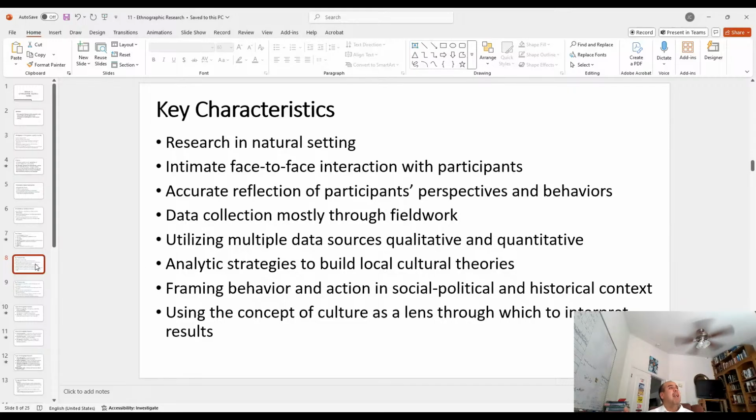And then there's analytic strategies to build the local cultural theories. You're framing behavior and action in the social, political, and historical context, right? What you're observing, what you're finding, what does that mean? Social, political, historical. Right now, if you're doing any study on farm workers or undocumented workers, yeah, there's going to be definitely a political lens and a social political lens, right? Because of what's happening with Trump and all the mass deportations, all of that. And what does that mean historically?